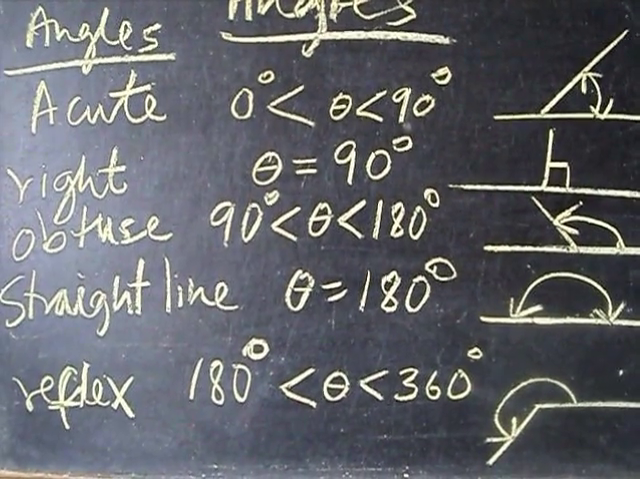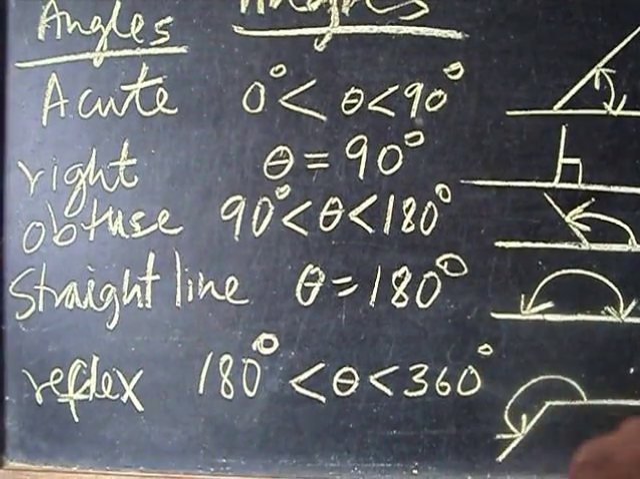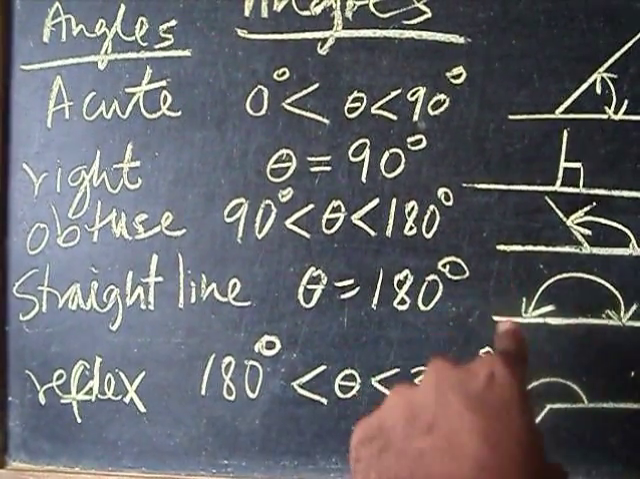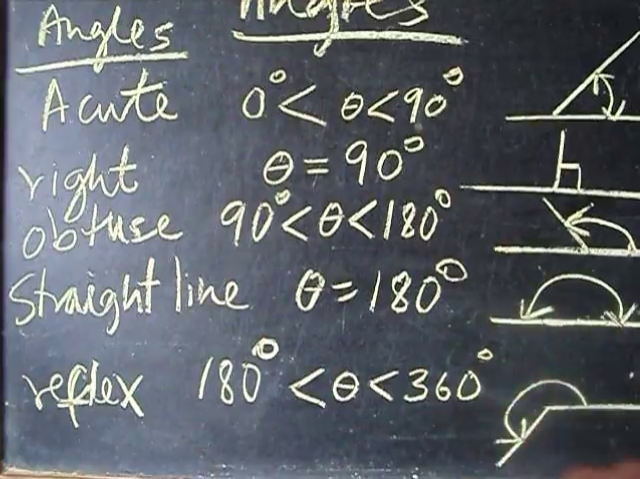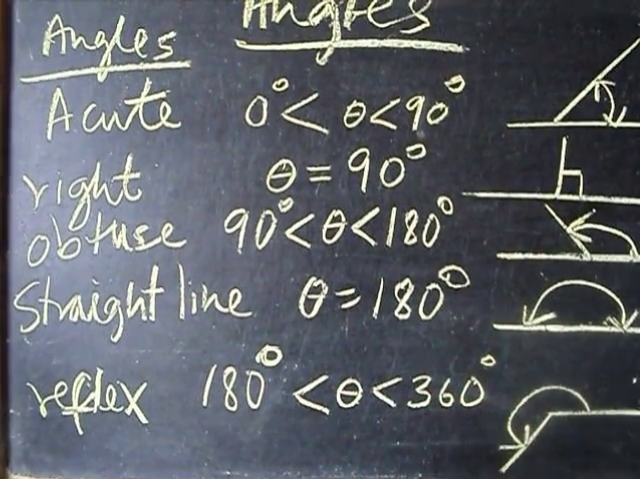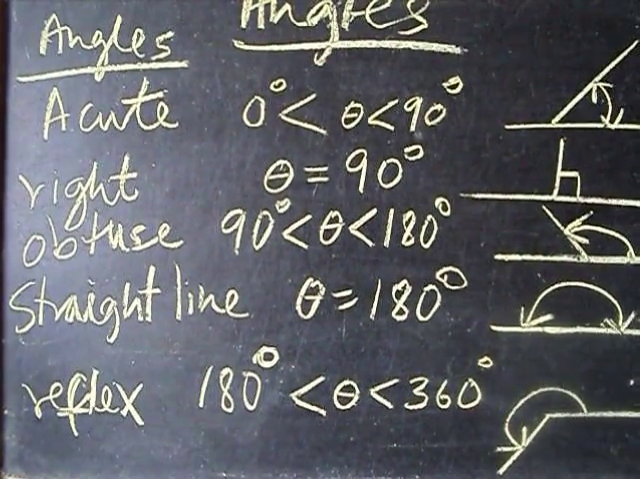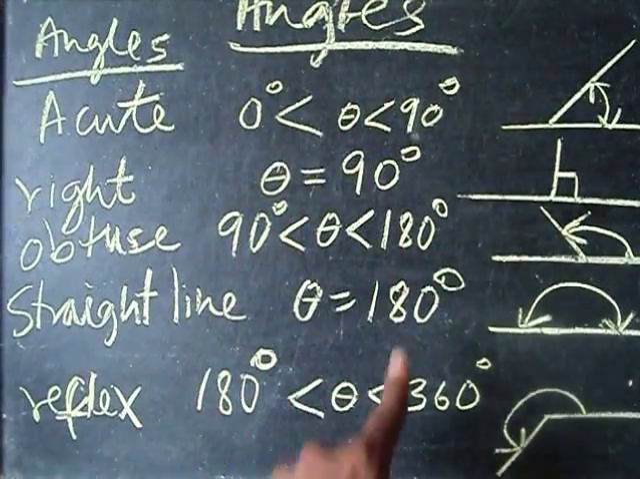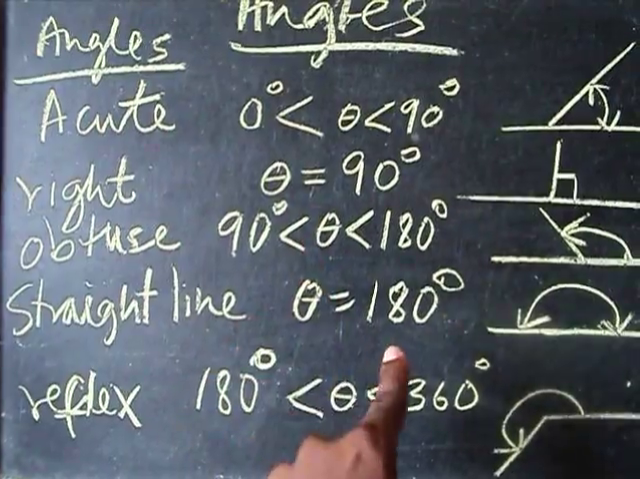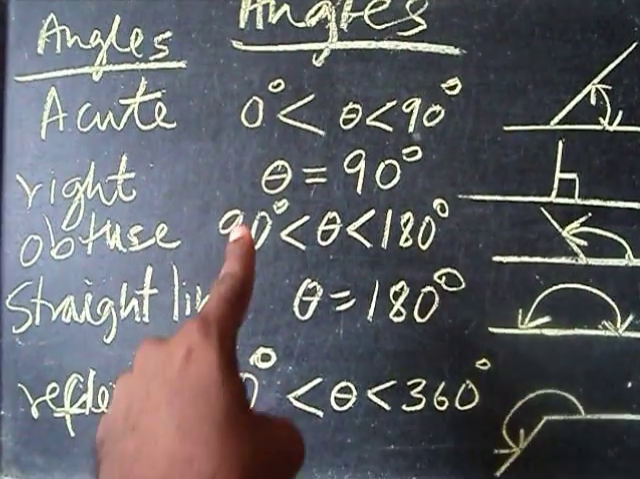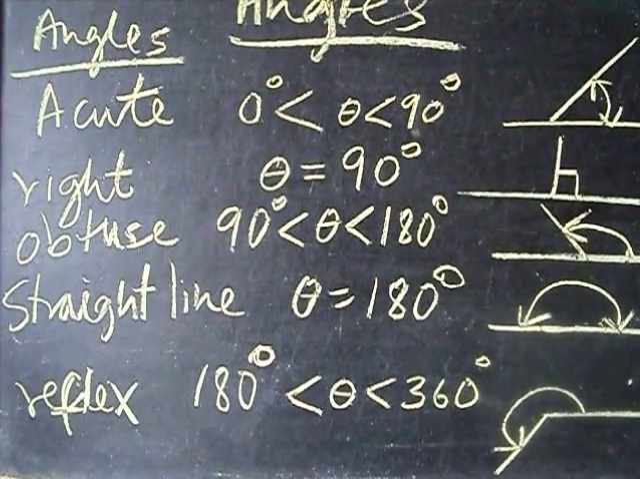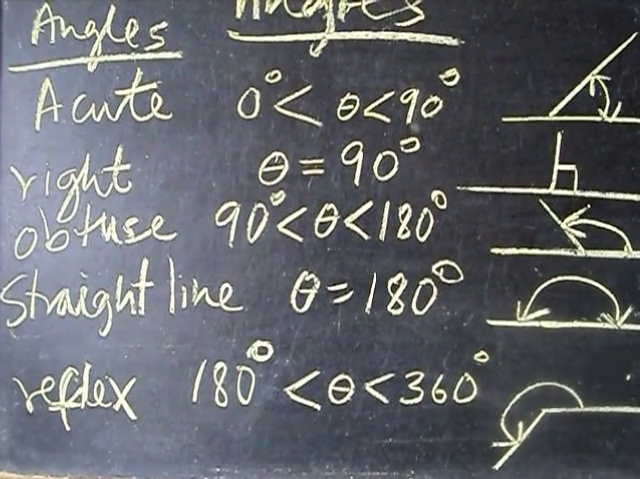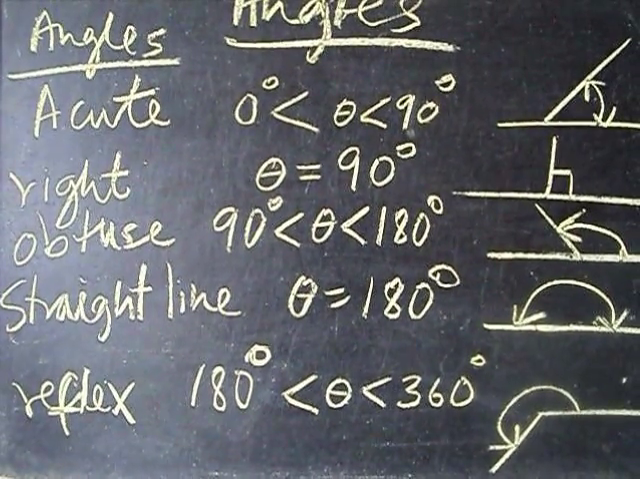Then you have the straight line angle. The straight line angle is a straight line. The angle is like this. Straight line, and the angle is like that. So that's a straight line angle, and it is equal to 180 degrees. You can have a straight line, the angle is like this. Straight line, the angle is like that. Straight line is 180 degrees.